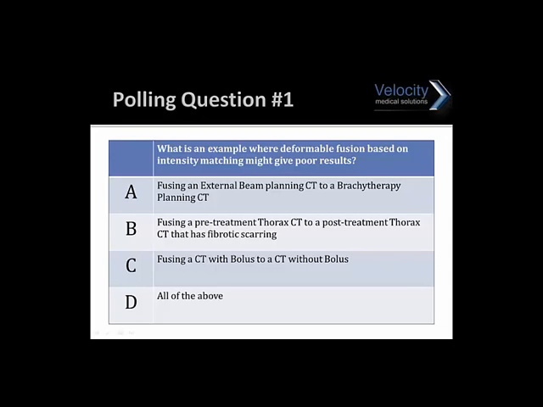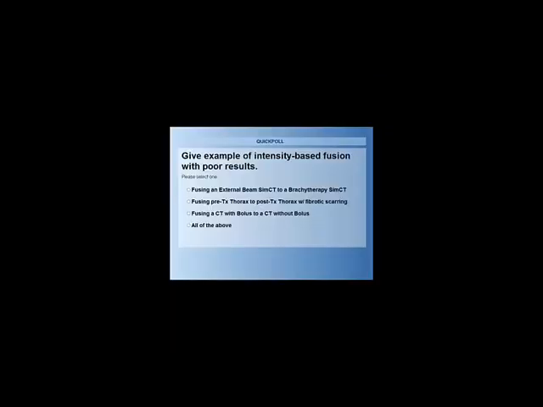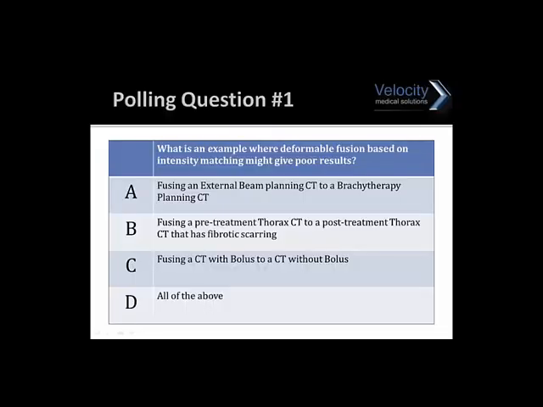Okay, closing the poll now. Interesting results. We had about 20% for answer B and about 60% for all of the above. And actually, all of the above is the correct answer. Each of these are examples where you have a feature that is present in one scan that may not be present in the other scan. So matching intensity might have a problem with trying to match those things where one exists in one scan and does not have the matching intensity in the other scan.